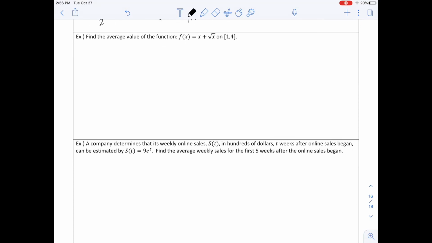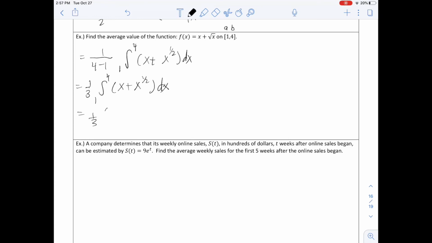The next example that we have says find the average value of the function. Our function this time is f of x equals x plus the square root of x on the interval from a is 1 to b is 4. So again, going through this, we have 1 over, it's 4 minus 1, times the integral from 1 to 4 of our function, which is x plus, and I'm going to rewrite this as x to the 1/2 dx. Same thing, it just makes it a little bit easier to integrate. So we have 1/3 times the integral of 1 to 4 of x plus x to the 1/2 dx.